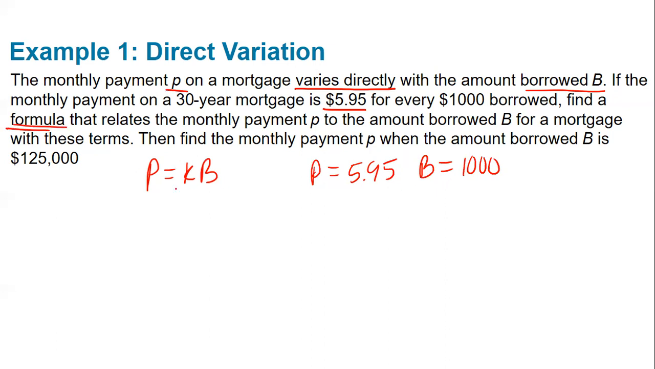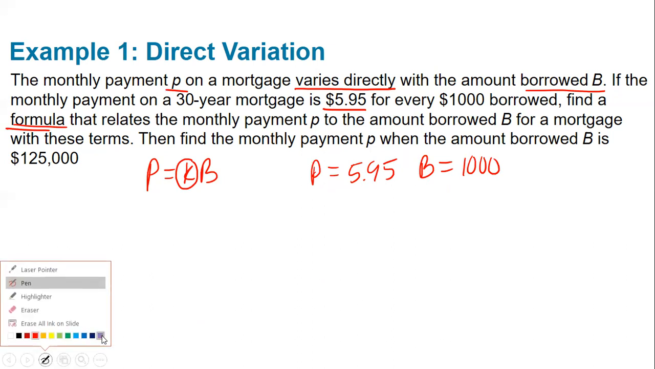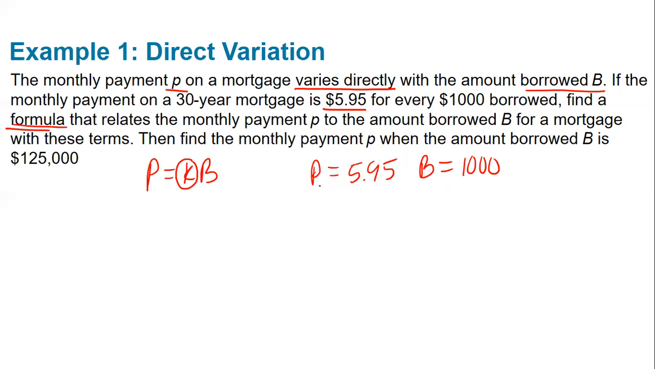In order to create a formula, we need to know what our k value is. Do I have enough information to solve for k? Yeah, I know what P and B are, so I can solve for k. I'm going to plug in for P, and I have 5.95 equals k, plug it in for B, and what do I get? k times 1,000. What do I need to do to get k by itself? Divide by 1,000.